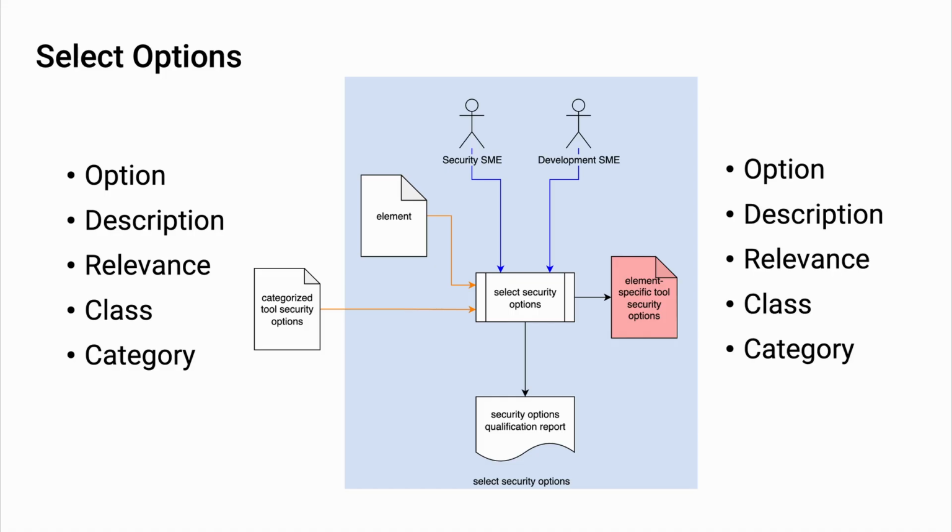This list extends the information we already have by adding the disposition for each option. Keep in mind that the disposition needs to include an explanation when an option is not used, even though it's been categorized as needing to be used. And finally, we generate a security options qualifications report that provides a human-readable form of the results of this activity.